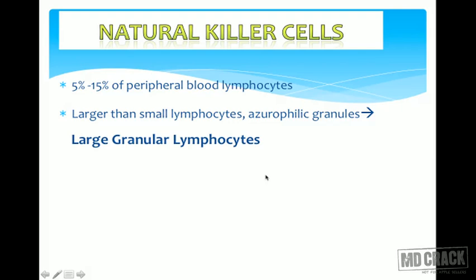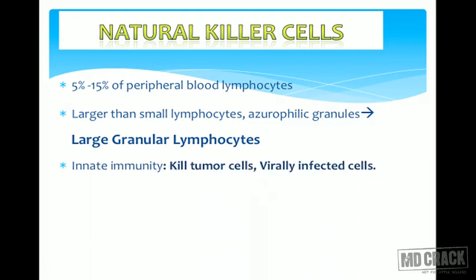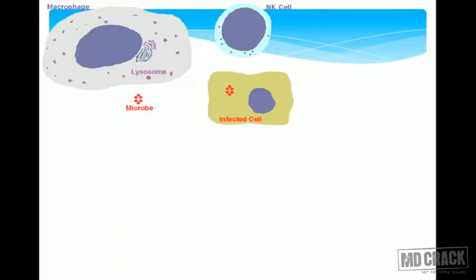So whenever you see LGLs, that is NK cells, you should think that the patient either might be having a tumor or might be infected with viruses. They play an important role in killing of tumor cells, and also in killing virally infected cells. The NK cells are positive for immunohistochemistry markers CD16 and CD56. So this is the role of NK cells.